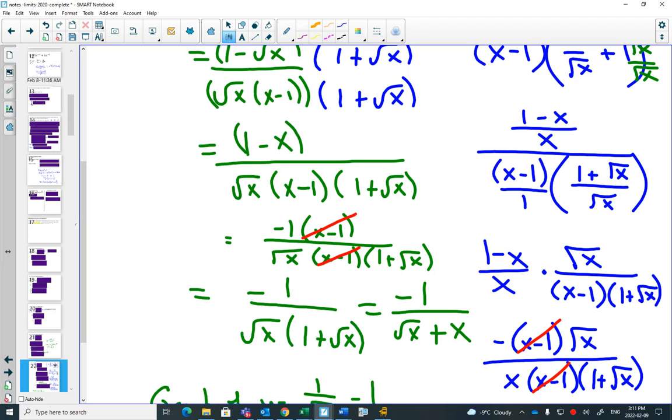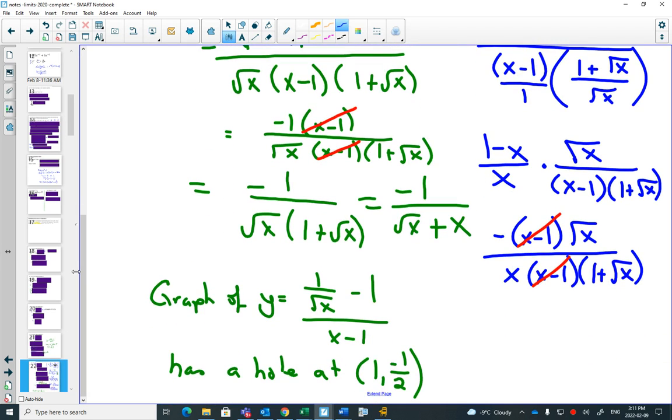And have these cancel out. And I get a simplified version on this side as negative root x over x times 1 plus root x. Notice it's slightly different than this one, depending on the method that you take. Those are identical expressions, but they look a little bit different.